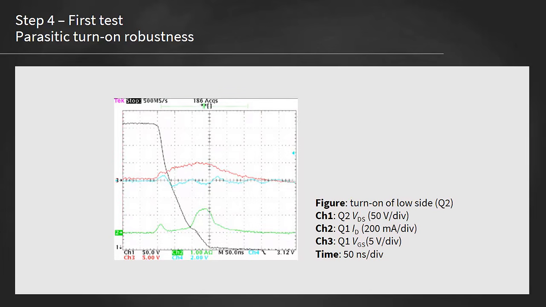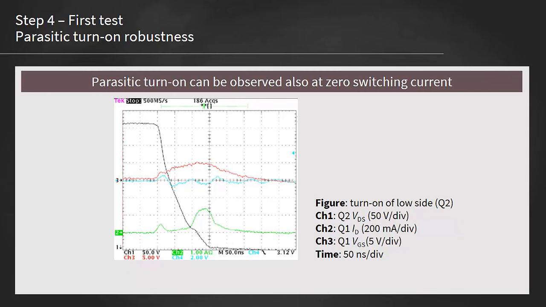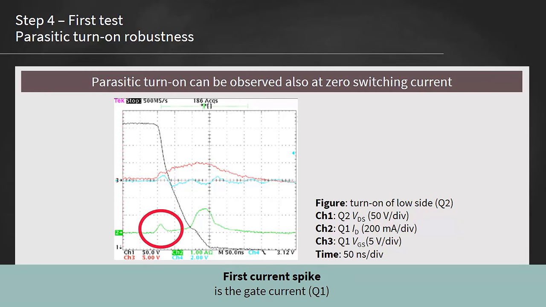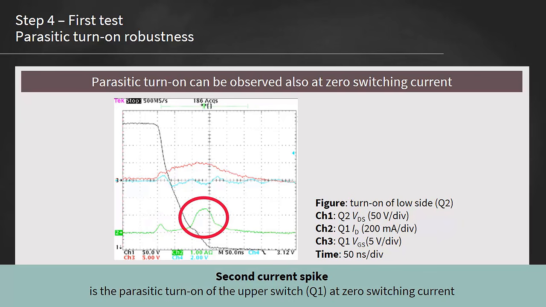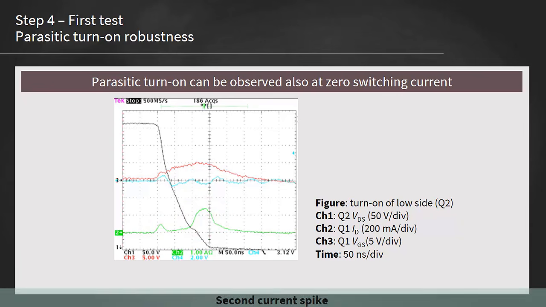This is again a case of a transition with zero transistor current. Here, the lower side transistor is switched on. The first spike observed is the gate current that is used to turn on the lower silicon carbide MOSFET, Q1. The second spike is the parasitic turn-on of the upper switch at zero switching current.